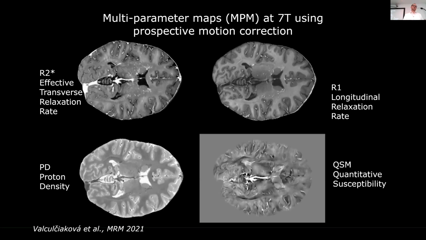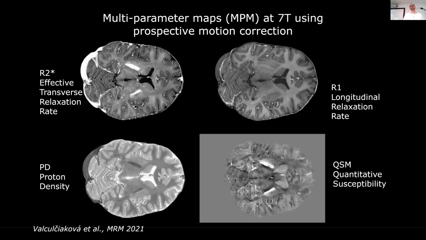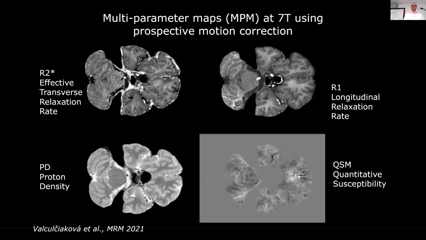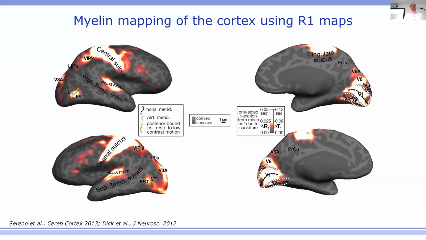You see the cortex quite nicely delineated from white matter because of the different myelin content, and so on and so forth. You can project that onto the cortical surface, and you get these classical MR-based myelin maps here based on the R1, one of the parameters, the longitudinal relaxation.